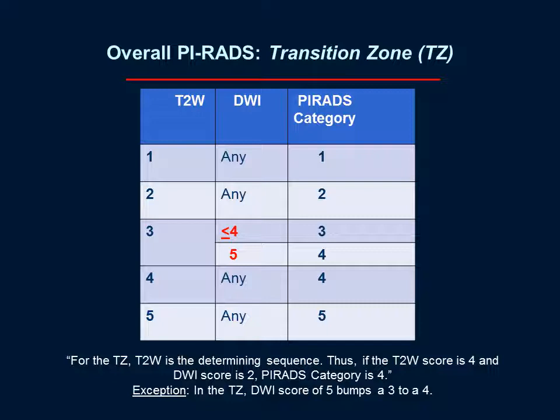This table shows the scheme for deriving the overall score in the transition zone, where T2 is dominant. That is, T2 is the determining sequence. So in the transition zone, if the T2 score is 4 and diffusion is a 2, then the PI-RADS category is a 4. The one exception in the transition zone is that a diffusion score of 5 bumps a T2 score of 3 to an overall category of 4.